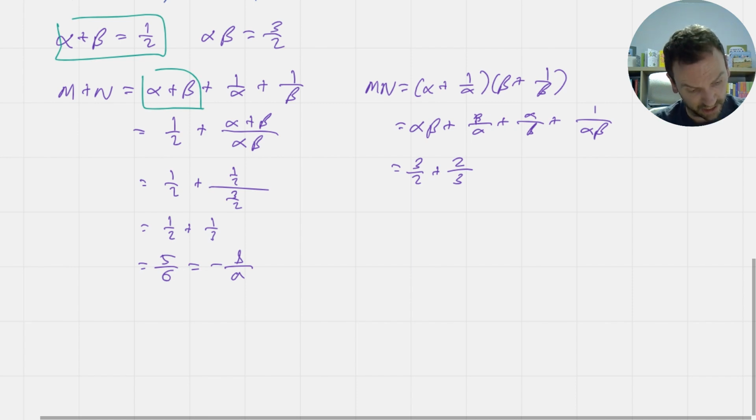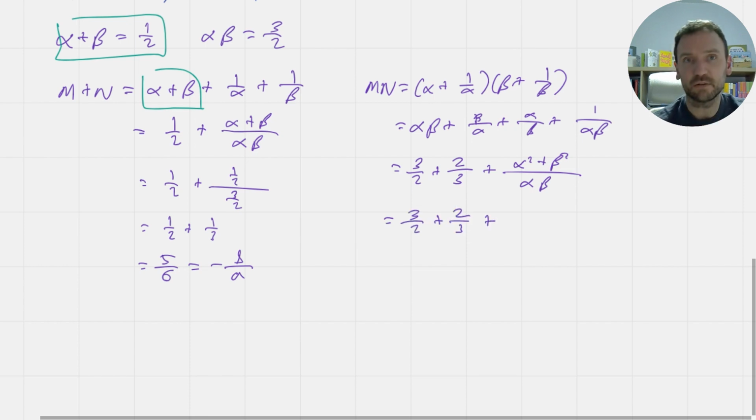Let's do the same trick again of making the common denominator. This is going to give us alpha squared plus beta squared over alpha beta. Now, that denominator we know, but that numerator is looking a bit of a pain at the moment. We now need to use a trick. We need to think, how can we get something involving those? We could do alpha plus beta all squared, which gives us alpha squared plus beta squared, but it also gives us plus 2 alpha beta. So let's take away 2 alpha beta, and now those two things are the same.